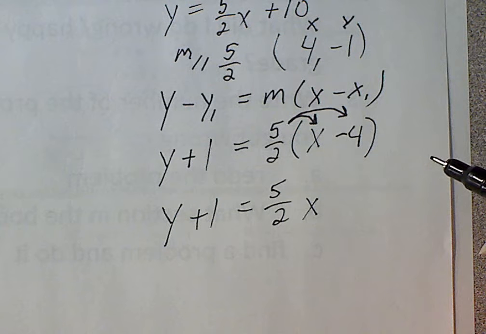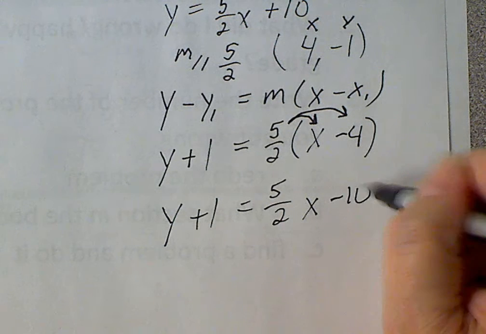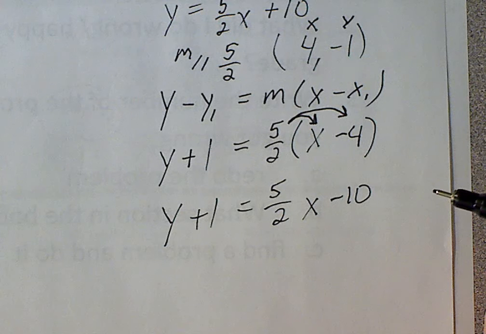Negative 10. Yes, negative 10. And then, what do I do my last step? I'm trying to get y by itself. Bring it down or something like that. How do I get rid of this 1?